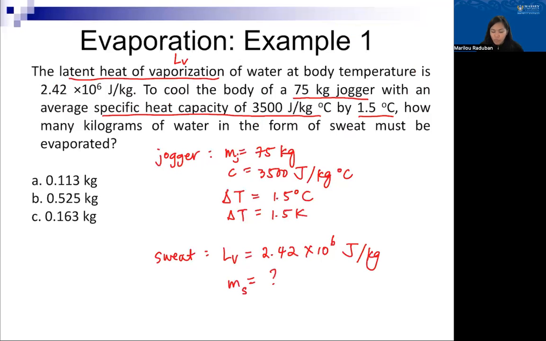Right. So you have sweat that evaporates and goes into changing the temperature of the jogger. Therefore, you have the relationship: the heat that goes into evaporating the sweat, M subscript S times L subscript V, will translate to the change in temperature of the jogger, M jogger times C times delta T.